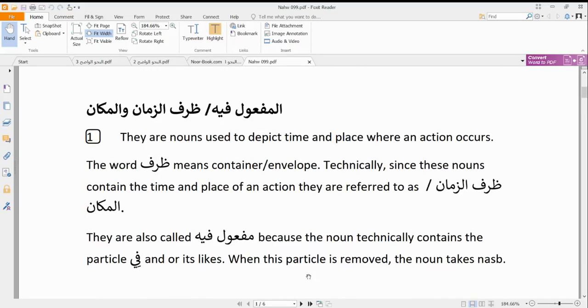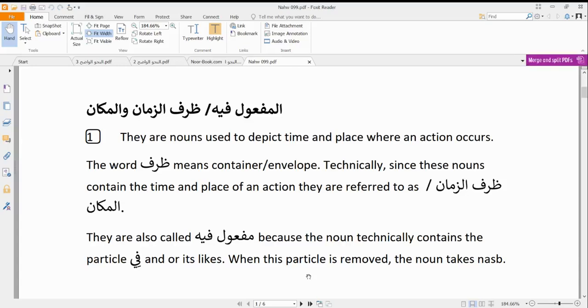We're told that the zarf zaman and makan are nouns that are used to depict the time and place where an action, that is a fi'l, occurs. So somebody does something, and the zarf zaman or zarf makan tells us when or where that action happened. They are also called al-maf'ul fihi because the noun technically contains the particle, or its light. So when this particle is removed, the noun takes nasbu.